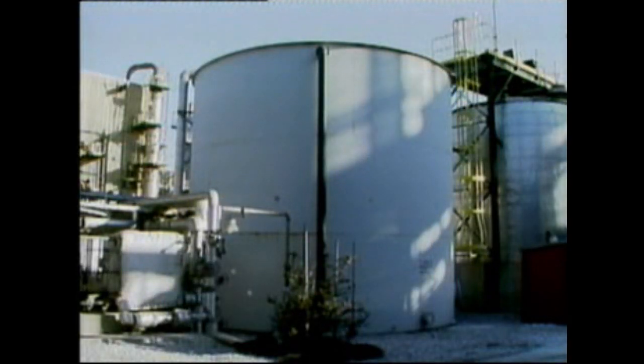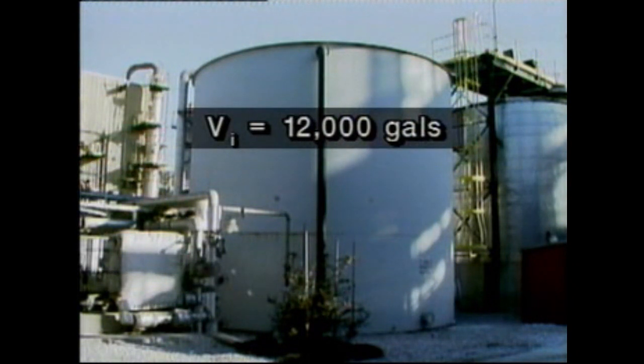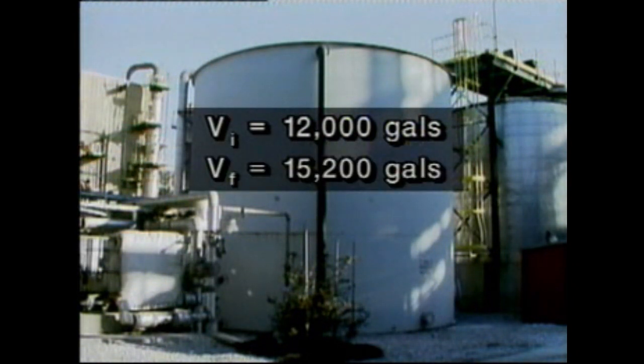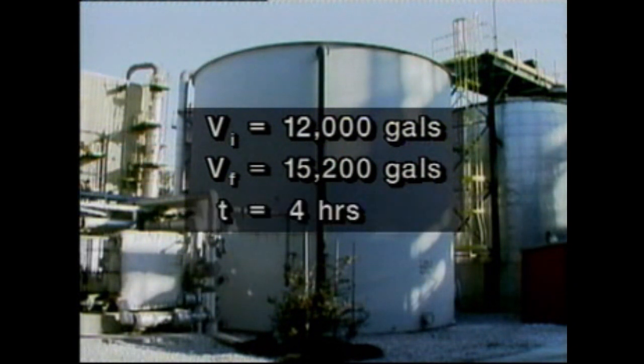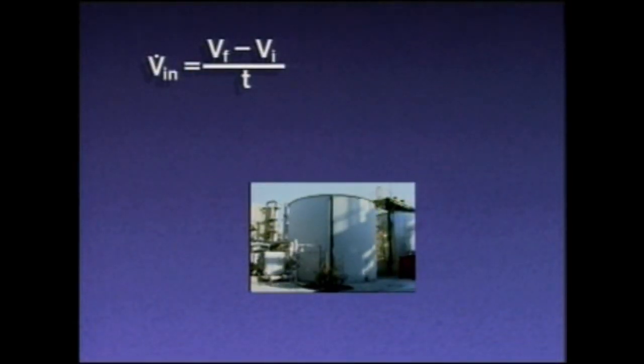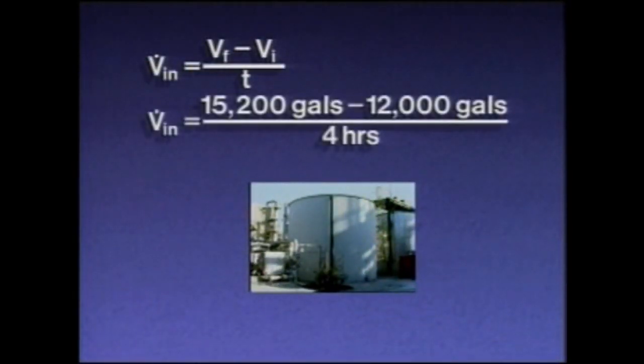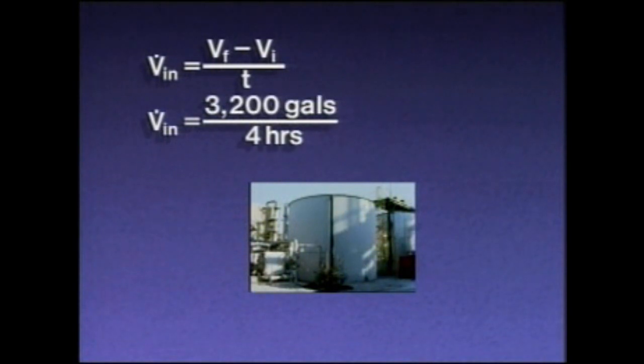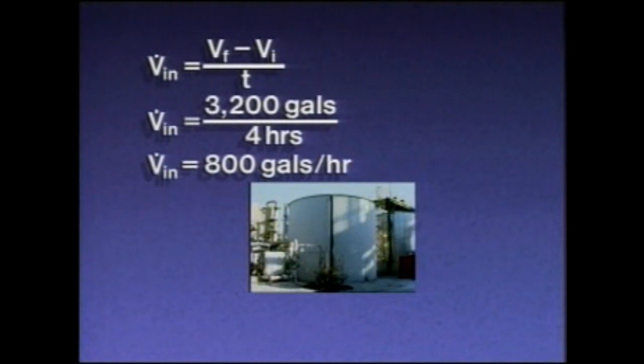For example, this tank contained 12,000 gallons to begin with, and it now holds 15,200 gallons. We know that no liquid was removed, and it took 4 hours to fill the tank to this level. If we put these values into the formula, we find that the volumetric flow rate equals 15,200 gallons minus 12,000 gallons divided by 4 hours. 15,200 gallons minus 12,000 gallons is 3,200 gallons. Divided by 4 hours is 800 gallons per hour.